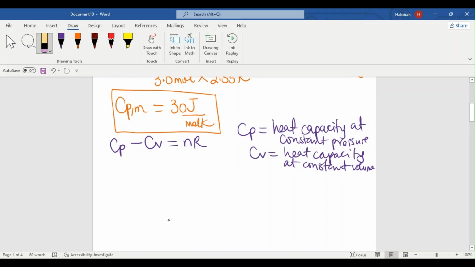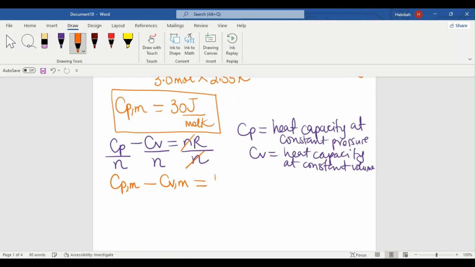So we're now trying to go from heat capacity to molar heat capacity, so we're going to divide by the number of moles. Whatever we do on the left side of the equation, we do on the right side of the equation. So the number of moles cancels out, and what we end up with is C_P,m minus C_V,m equals R. So that's basically it.